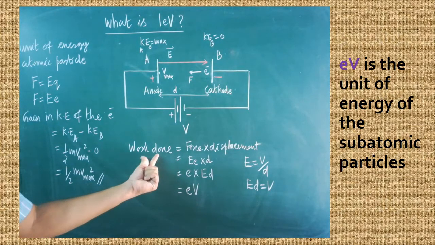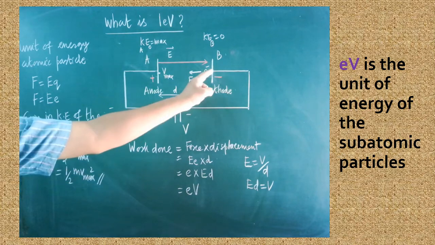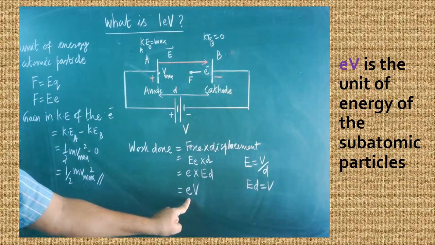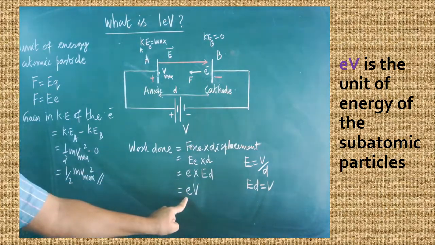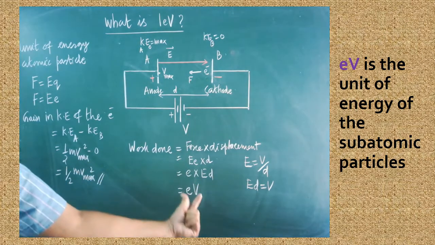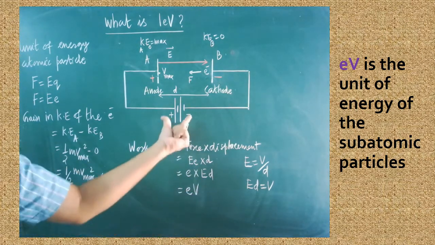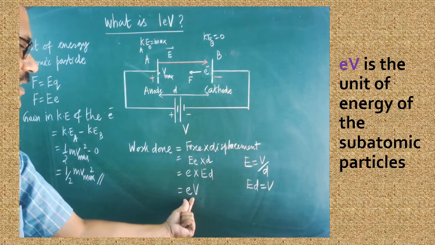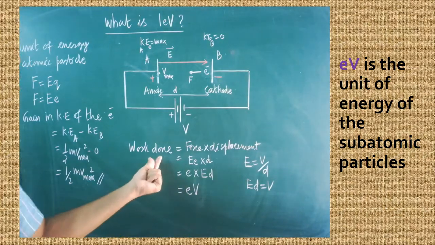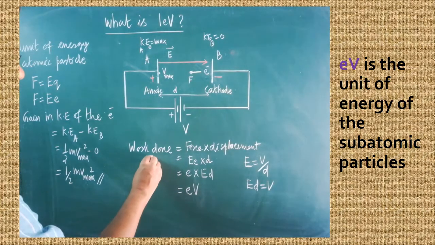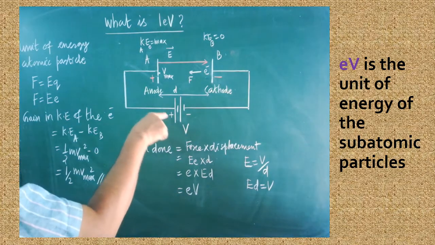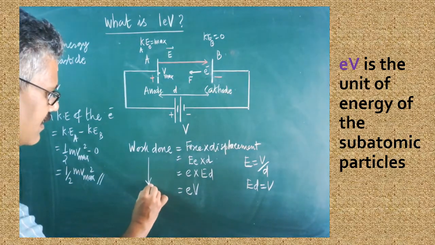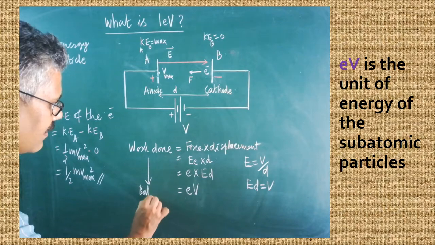So to calculate the work done to move the electron from this plate to this plate, which formula must be used? The electron charge must be multiplied with the potential difference which is supplied across the two plates. So this is the work done. This work done is done by whom? The work done is done by the battery or cell.